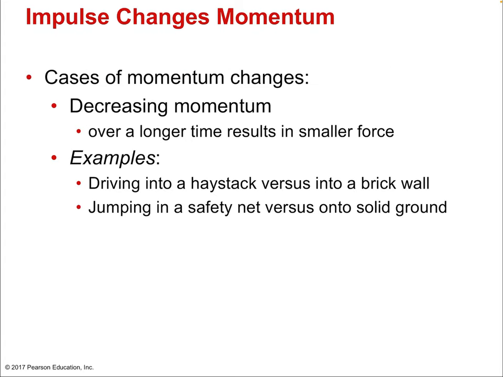Okay, so we can have decreases in momentum as well, all right? So over a longer time, this results in a smaller force. So if you want to have not such a big force when you're slowing something down, you want to slow that thing down slowly. And that makes sense because think about when you don't want to damage something, how do you slow it down? You slow it down slowly. That means you're increasing that time interval, which means you're going to be allowed to decrease the force, but still get the same change in momentum.